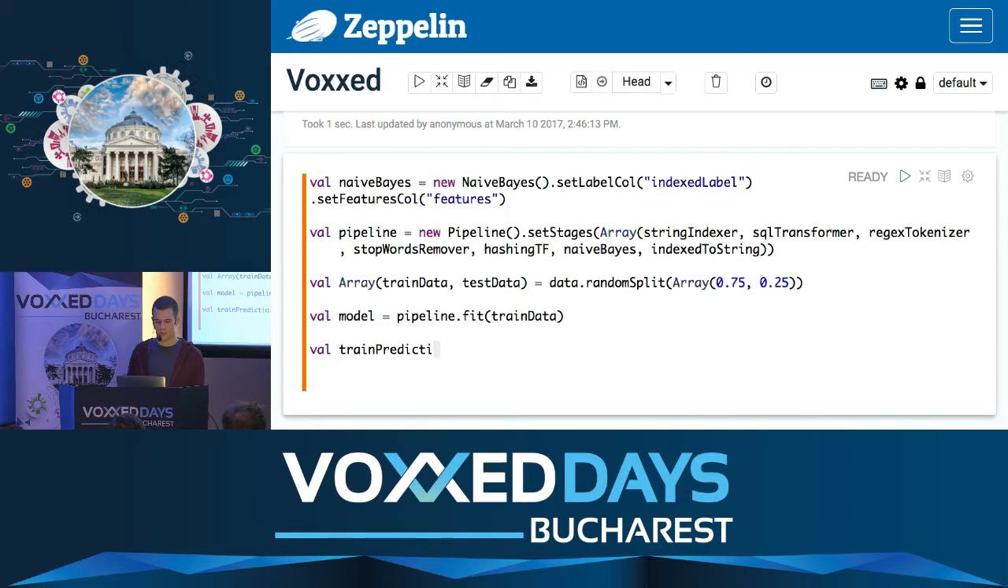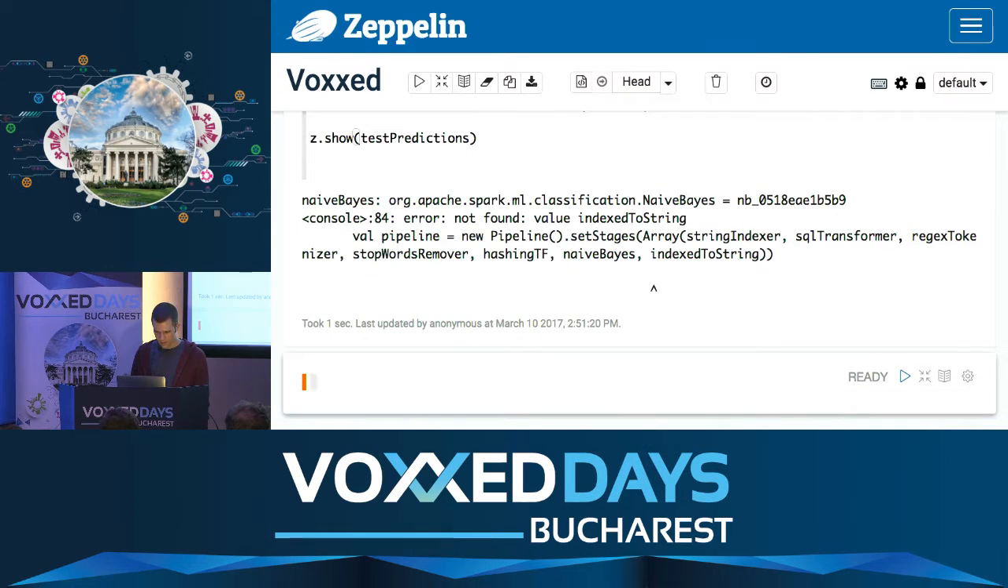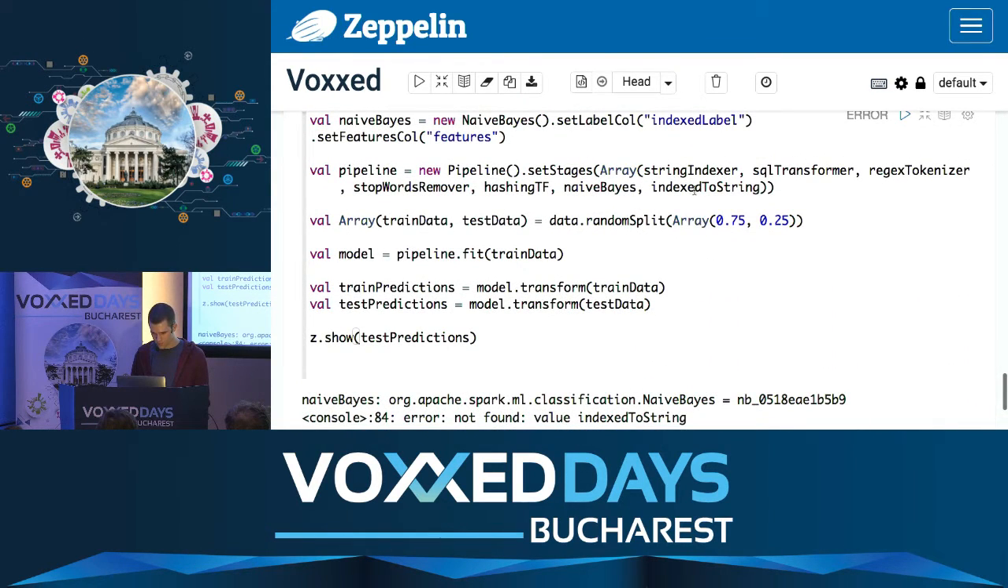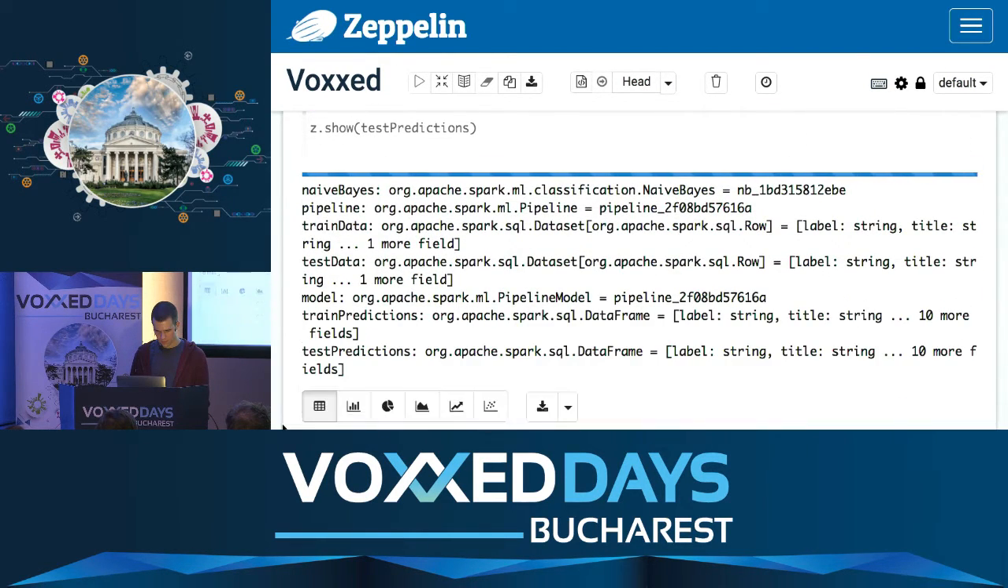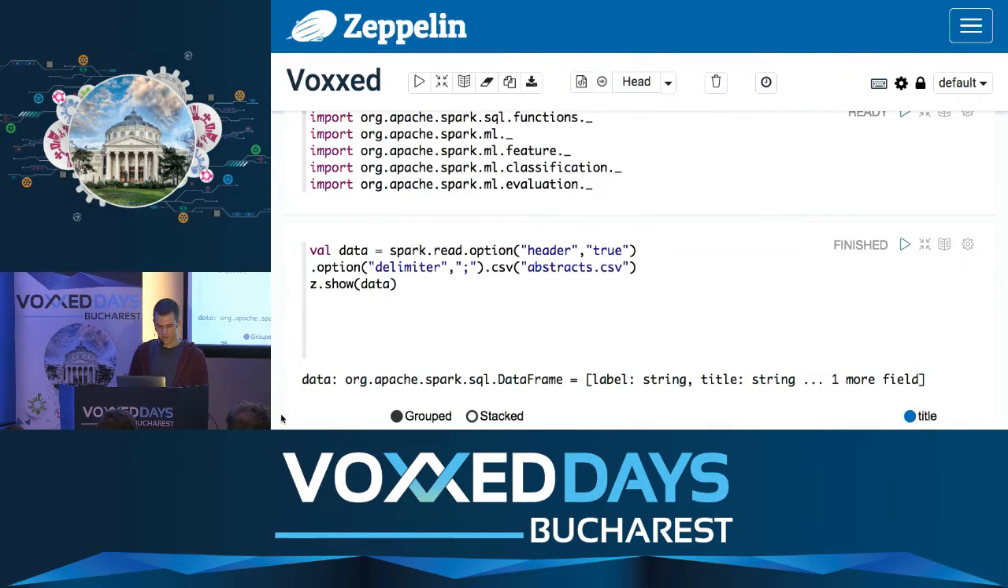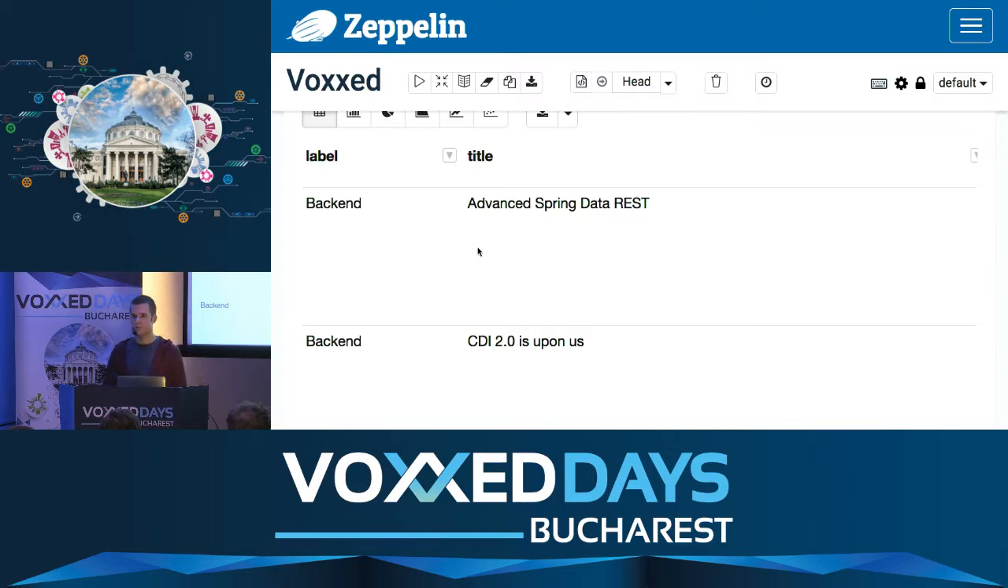So train predictions equals model transform train data, and test predictions equals model transform test data. And let's display the test predictions. There is some misspelling, index to string. Okay, it worked, but it didn't display the table, so quick refresh. There's a different first row, of course, because we have randomly split the data into two data sets. So this is our test data set and what it contains.